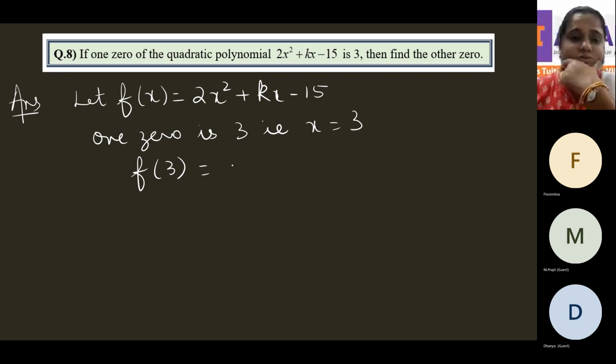You should find the other 0 here. Oh, then you don't have to do this. Not k. Find the other 0.